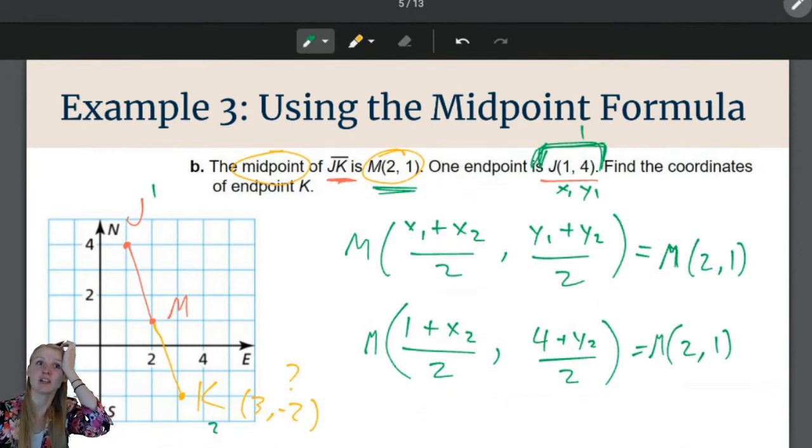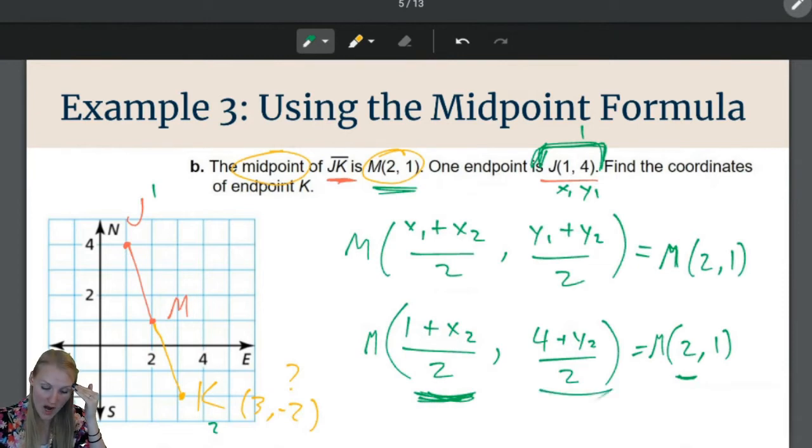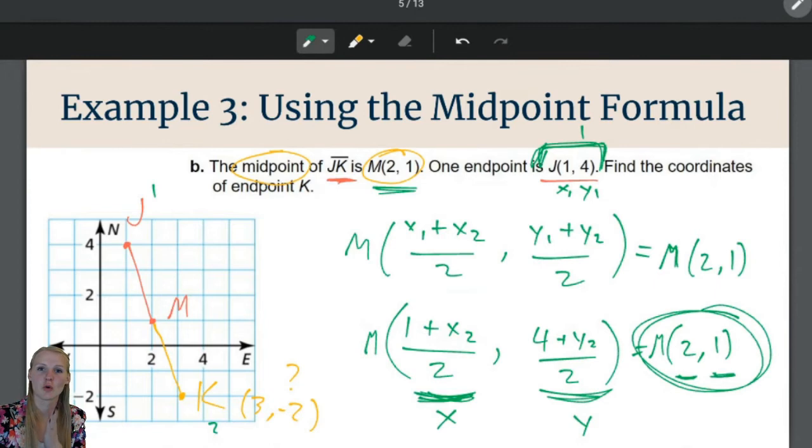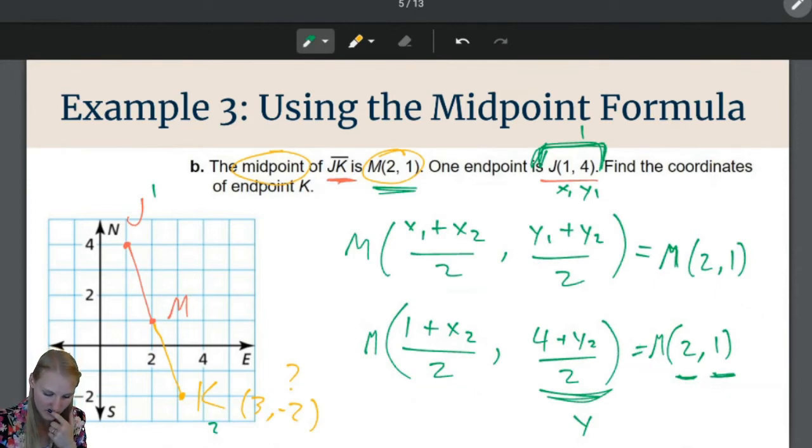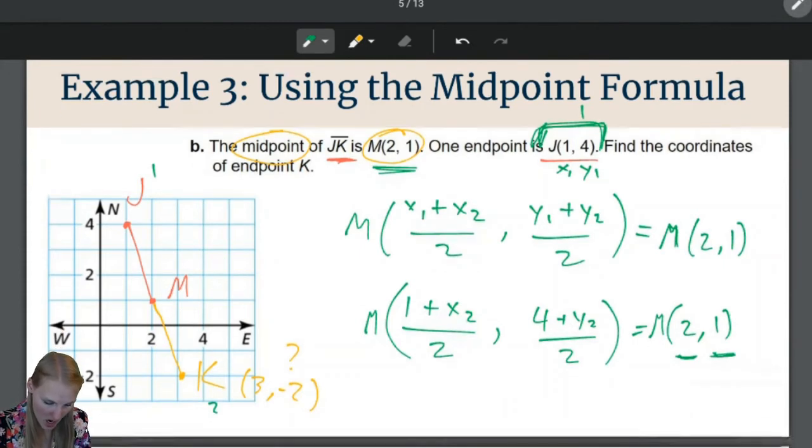Okay. Now I see. This has to be 2. The x portion has to be 2. And the y portion has to be 1. Because this is the x-coordinate of the midpoint, this is the y-coordinate of the midpoint, and I know these are the coordinates of the midpoint. So what this means is 1 plus x2 divided by 2 equals 2. All the x stuff has to be equal to the x-coordinate.